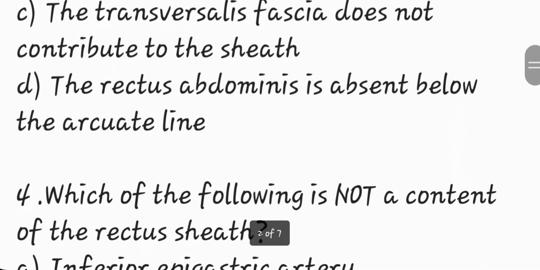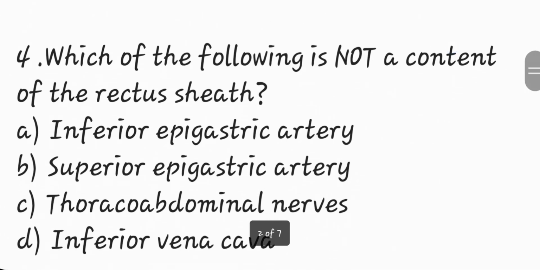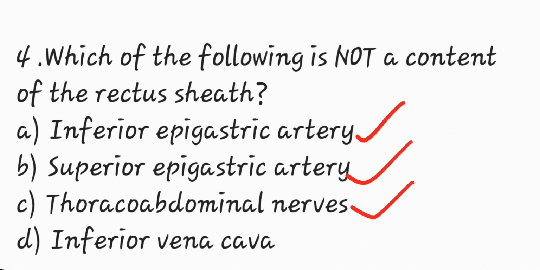Okay. Coming to the fourth question, which of the following is not a content of the rectus sheath? Inferior epigastric artery, actually, it is a content. Superior epigastric artery is also a content. We will see that in the features. Thoracoabdominal nerves are a content, because the nerves of the abdomen, the thoracoabdominal nerves, will obviously be present in the rectus sheath. Inferior vena cava is not a content. So the answer to the fourth question is D.